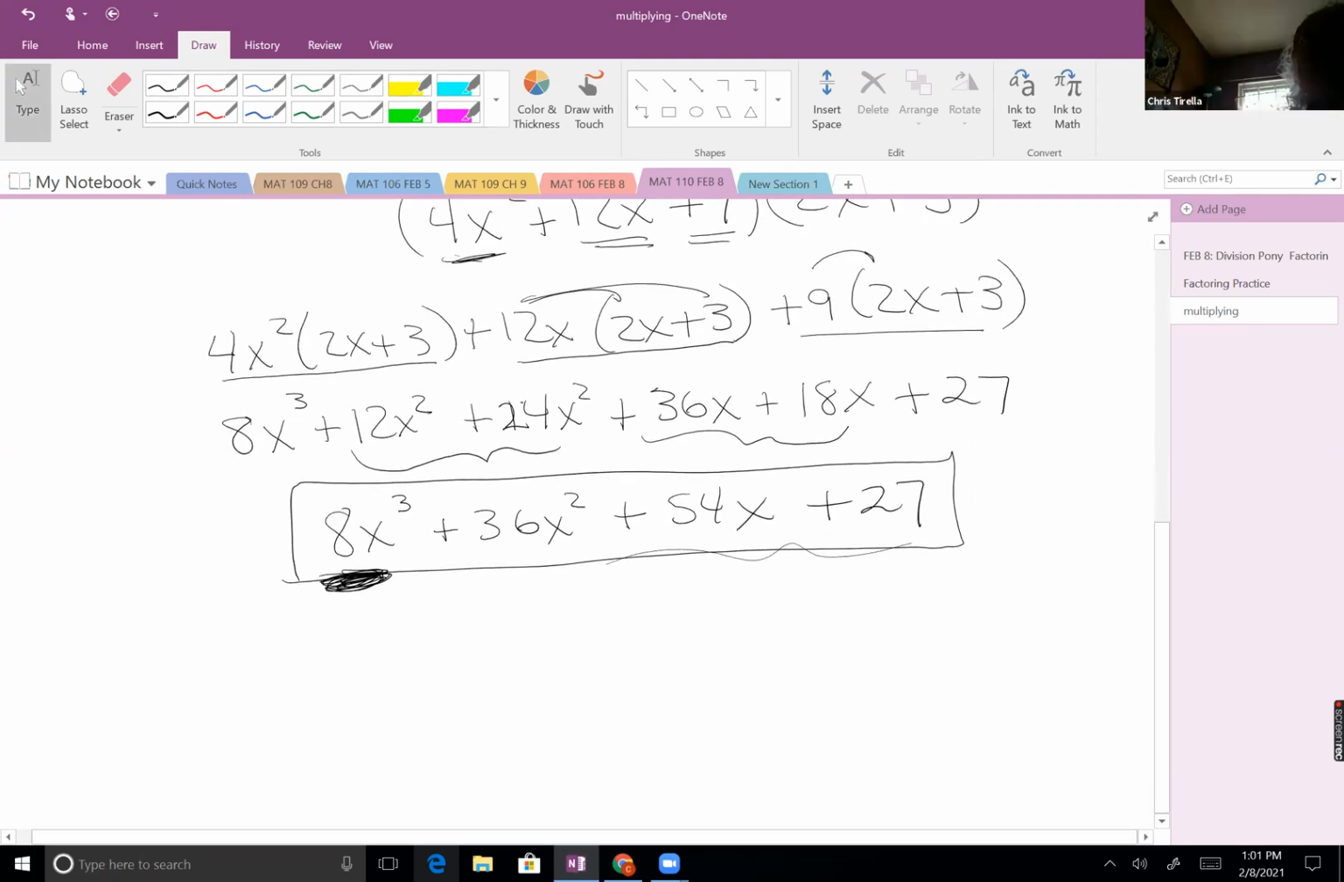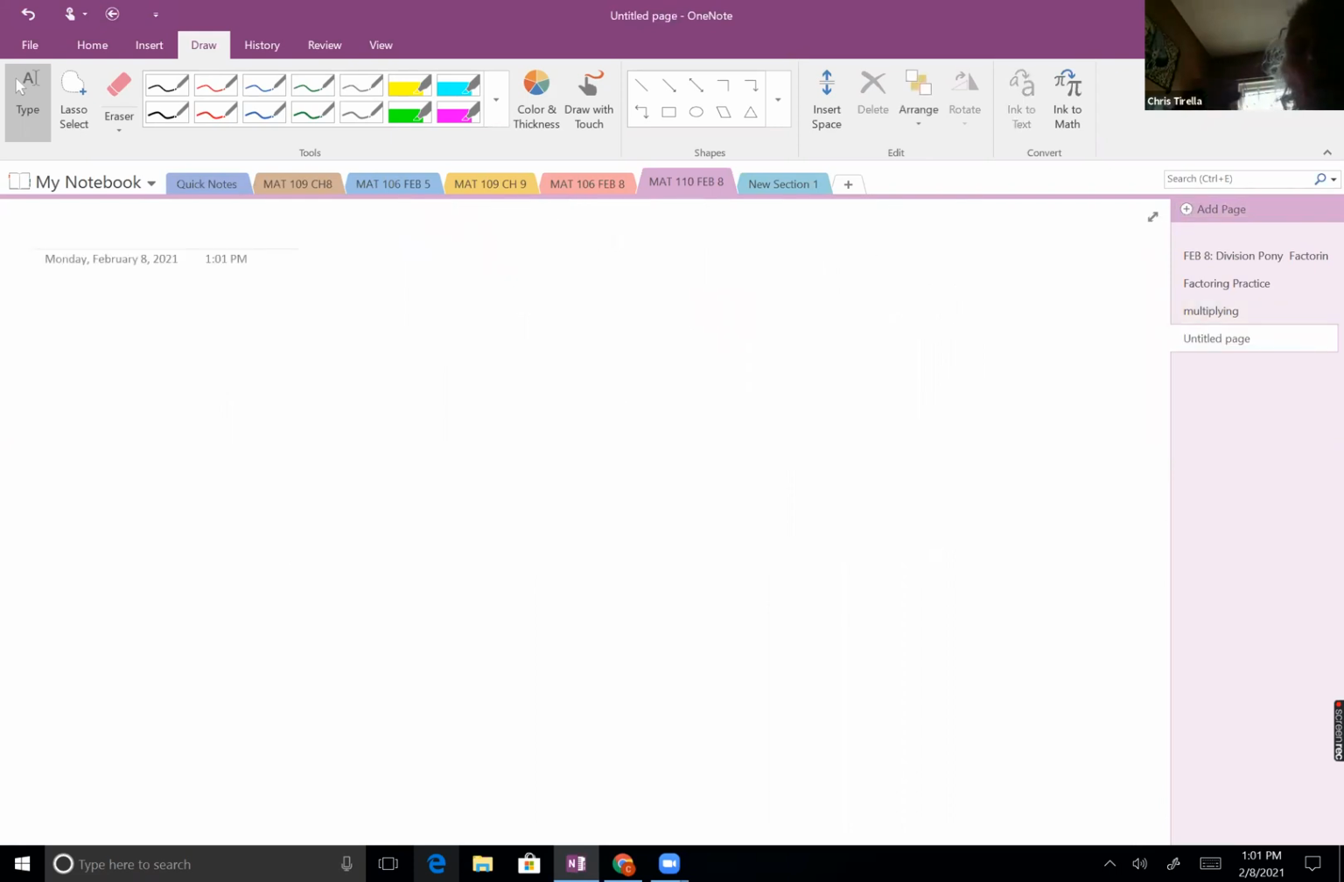And so we should be able to multiply polynomials of any size. If I had 5 terms, it would take a while. It would be a lot of distributing, but I should be able to multiply them. Or we should be able to raise any polynomial to any power by multiplying it by itself over and over and over again. The operation that we did not yet look at is the division of polynomials.